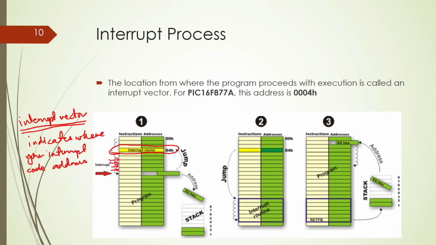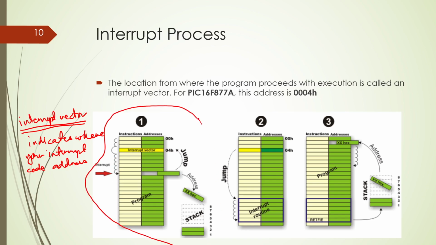So the program executes line by line. When an interrupt happens, the address of the program code will be saved onto the stack, and then when the interrupt program or routine finishes, the stack will return back. Okay, this is a bit messy, so let me show from the slide here.